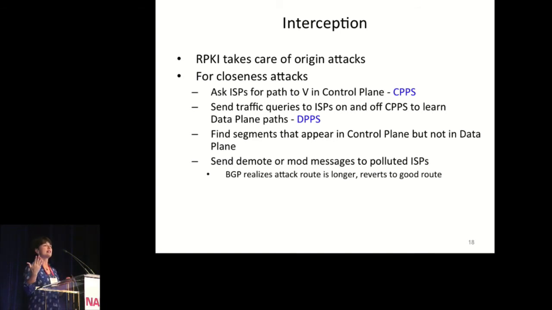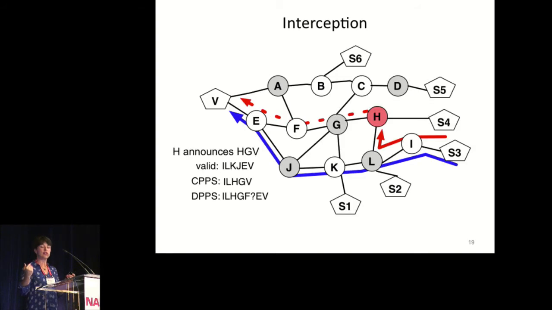Now, looking at the intersection of these two, if there are segments of AS path that are in the control plane but not in the data plane, these are prime candidates for having been the fake segment, the fake parts of the route announcement that the attacker made, and these are the segments that can be corrected either by demoting this route or by correcting the segments. So I'll illustrate this quickly.